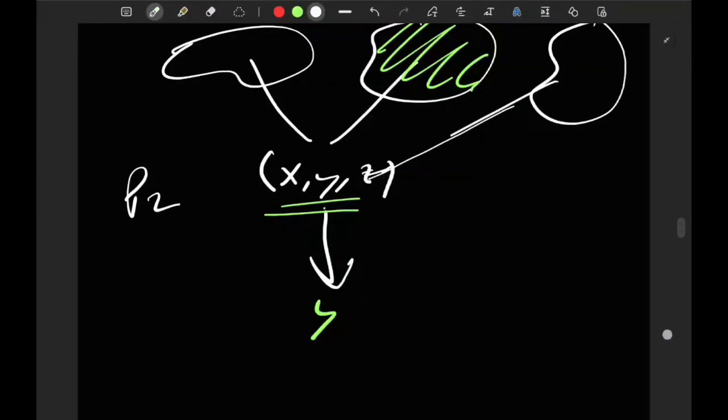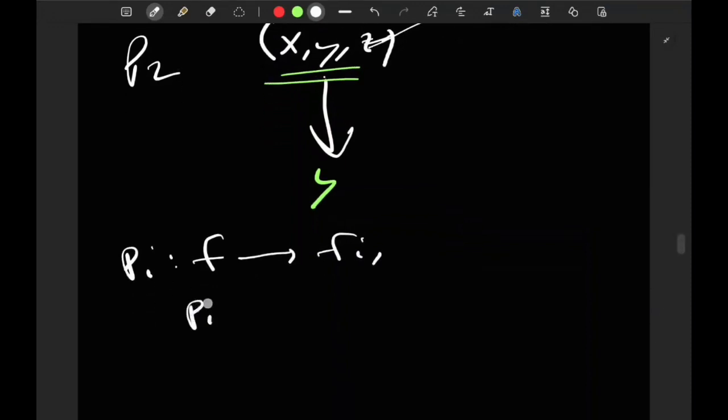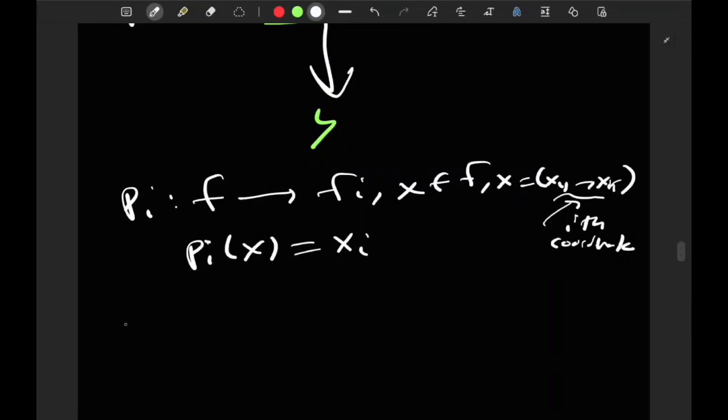Okay, so we define PI, from F into Fi, to be the map given by, well, PI of a certain X belonging to F. So say X belongs to F, X is equal to some X1 up to Xk. So PI of X is just Xi. You are projecting on the ith coordinate. And that's it. Now what was the UI?